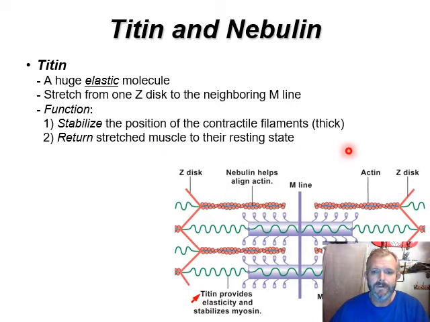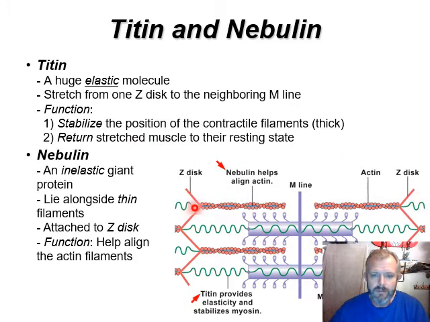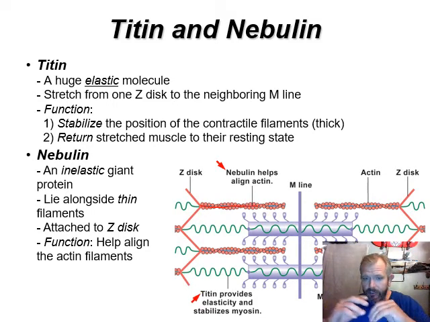Right, and then the other we saw earlier was the nebulin, and that is that little blue one that runs inside those twisted, beaded chains of the thin filaments. It attaches to the Z disc and anchors those thin filaments. It is inelastic, so it doesn't have elastic properties like the titin does.